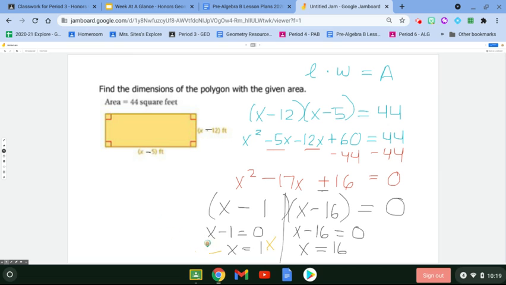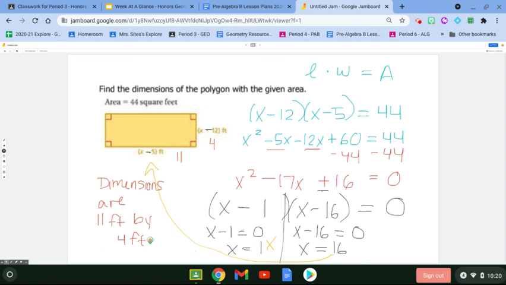Let's try 16. 16 minus 5, hey, that's 11. And then 16 minus 12, that's going to be 4. So whenever you work that out, we have dimensions now of 11 and 4. Those would be our answers because I know 11 times 4 would give me 44. So we're going to say the dimensions are 11 feet by 4 feet.